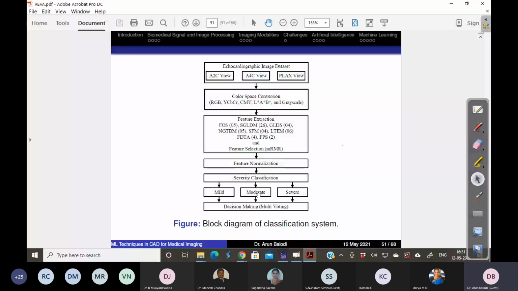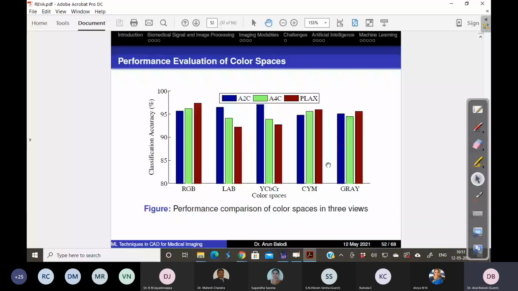We did the color space evaluation. As the conclusion of the color space evaluation, we found that in the grayscale image, the classification accuracy in all 3 views, A2C, A4C, and PLX, came out well. So instead of going for RGB, LAB, YCbCr, or YCM, we said we will use the grayscale images only. We converted all the color images into grayscale and then analyzed.